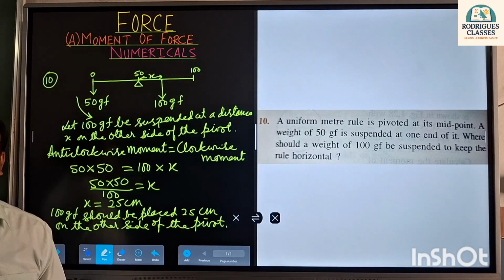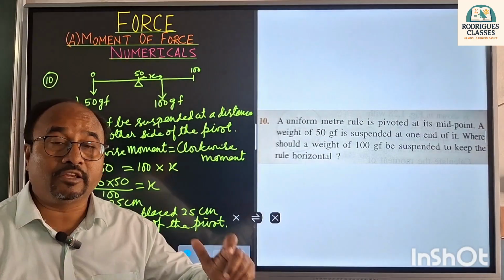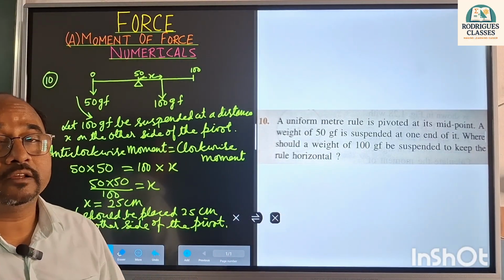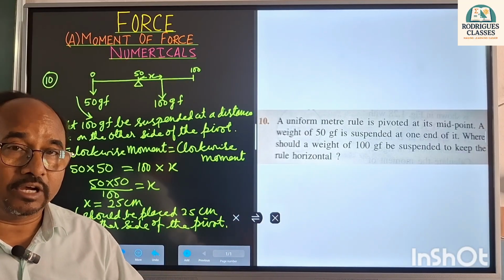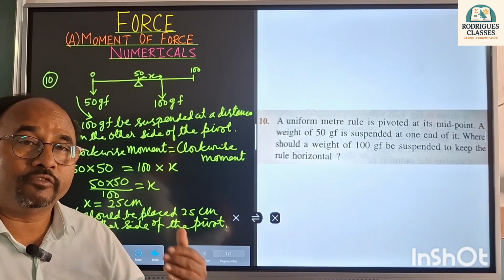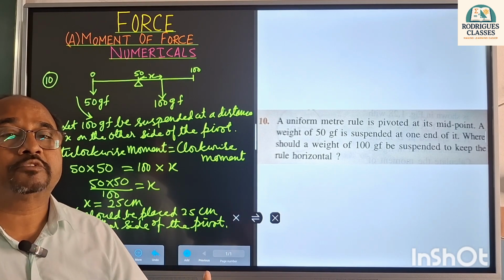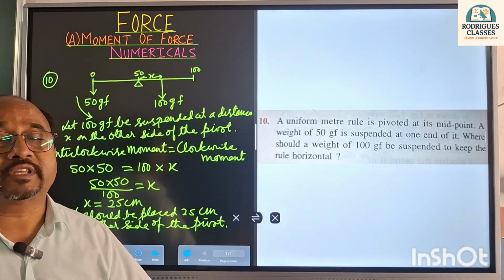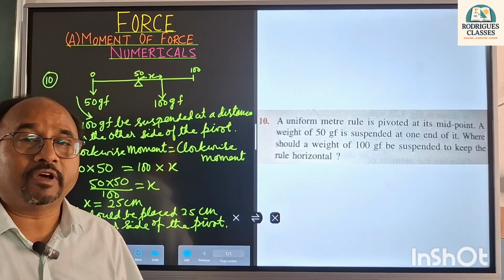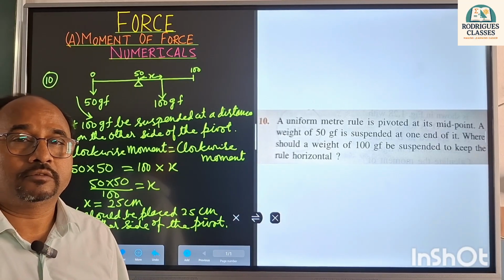So this is the solution of this one, and I think you have got it how to relate meter's rule and draw the diagram. The other numericals coming up will be having diagrams like this only, but there will be more forces acting. We will take one by one and clarify them also.